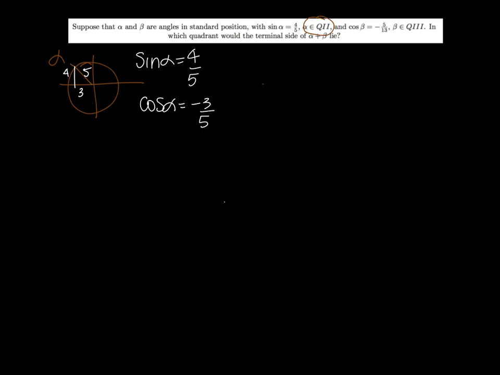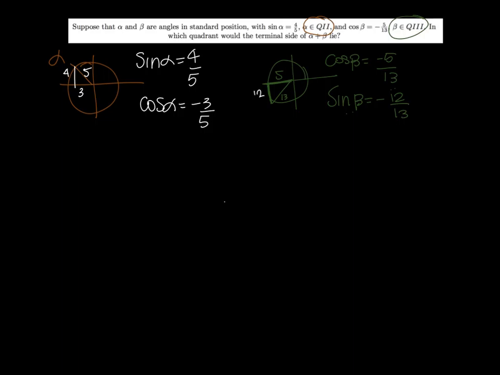So let's look at beta. Beta lives down here in quadrant 3. I know that the cosine of beta is negative 5 over 13, which means that I have a hypotenuse of 13. I have an adjacent side that is 5, which using the Pythagorean theorem and our common Pythagorean triples, this value is 12. Now again, remember, here I'm in quadrant 3, so the sine of beta is also going to be negative, and it will be negative 12 over 13.